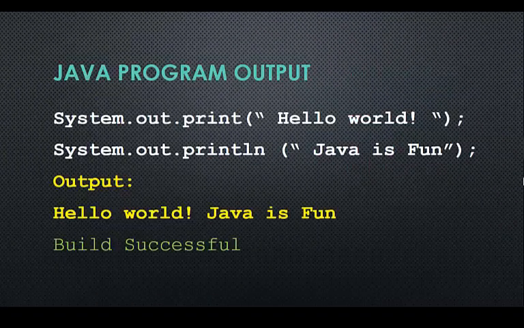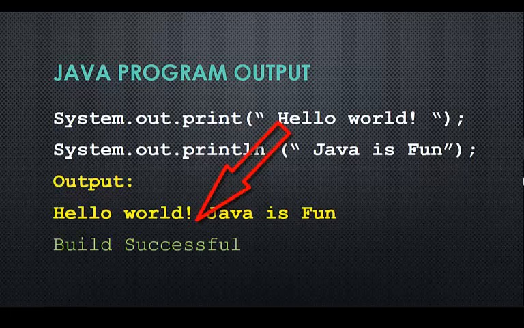We are on the way to learning about how to produce program output. Here are two Java instructions, also known as statements, that produce output. System.out.print produces the Hello World, and System.out.println produces Java is fun and advances to the next line.